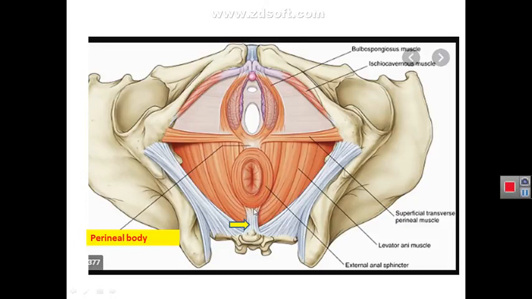The other structure is this one. This is a ligament which is called the anococcygeal ligament. I think you gave me the right to say anococcygeal ligament. It extends from the anus to the coccyx. And this ligament is also important for attachment of the muscles around the anus, which are the external anal sphincter.